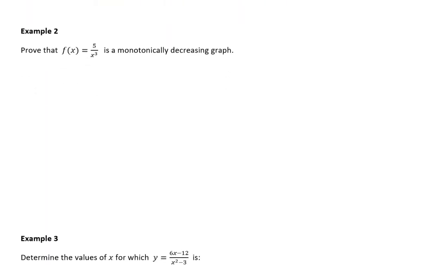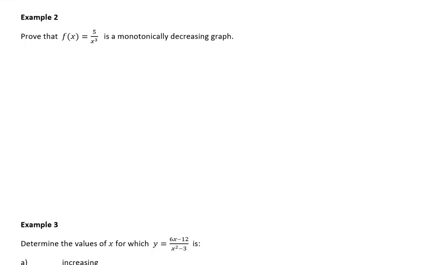Okay, let's have a look at another one. Prove that f of x equals 5 over x cubed is monotonically decreasing. Now, monotonically decreasing means my derivative must be negative, not equal to 0, negative the whole time. So let's go find f dash of x. Well, before I find f dash of x, it might be helpful for me to rather write this as an easier differentiable function, which looks like that.